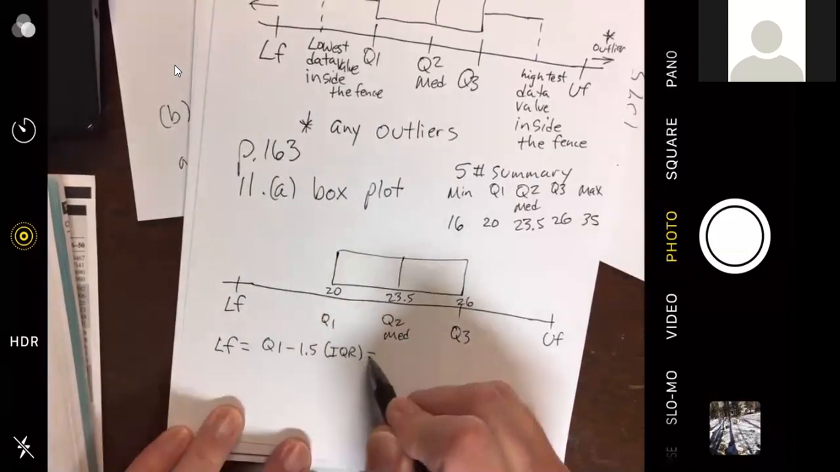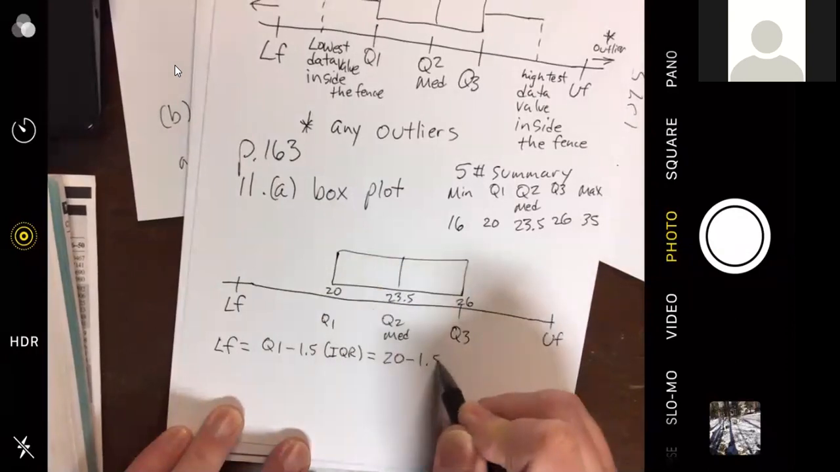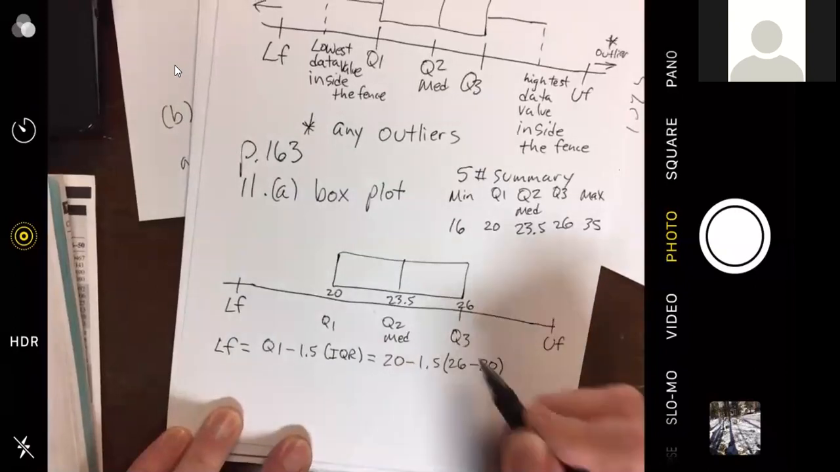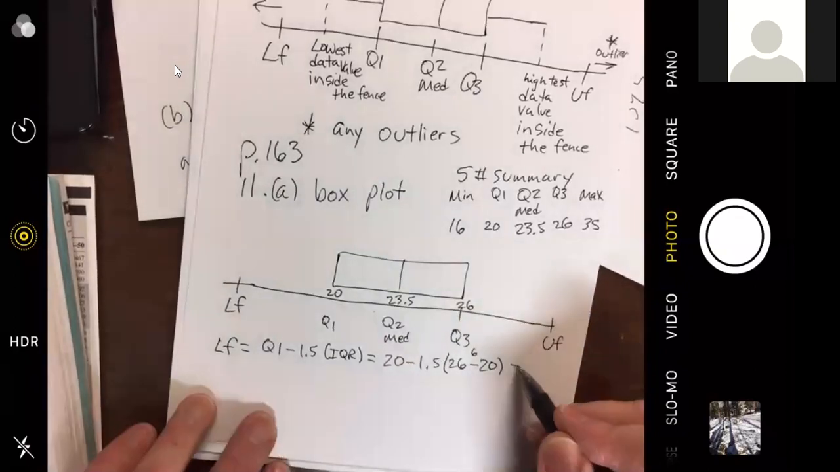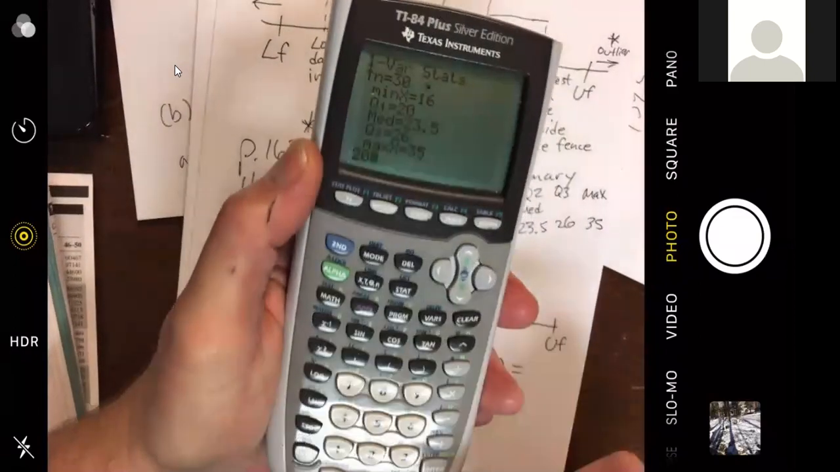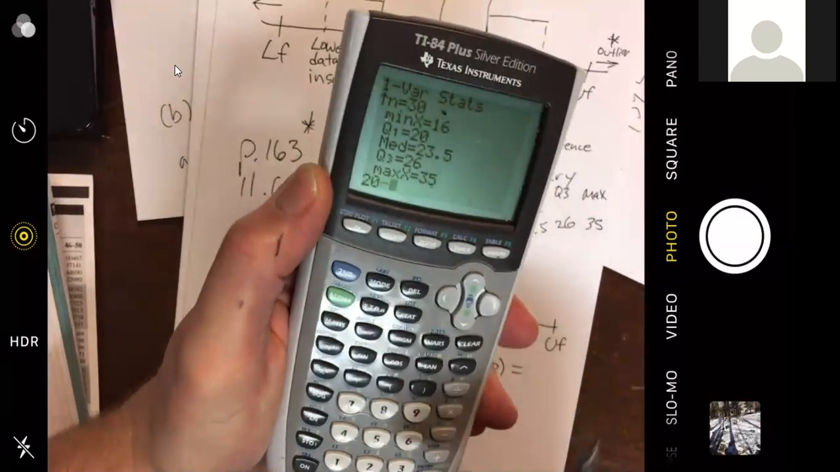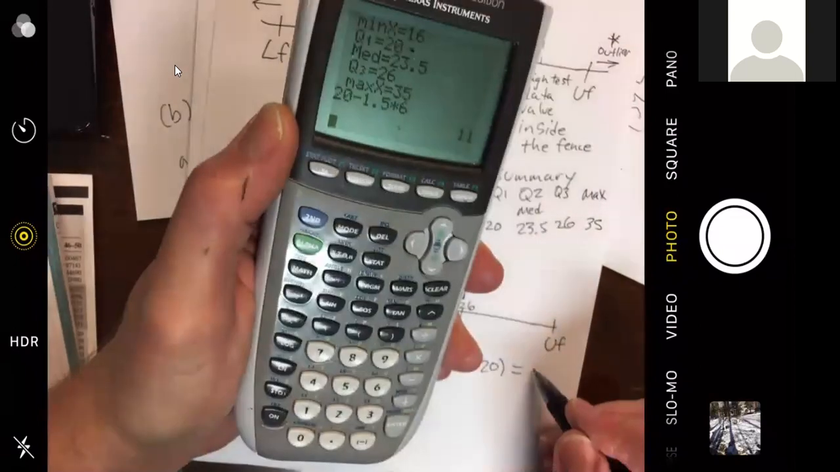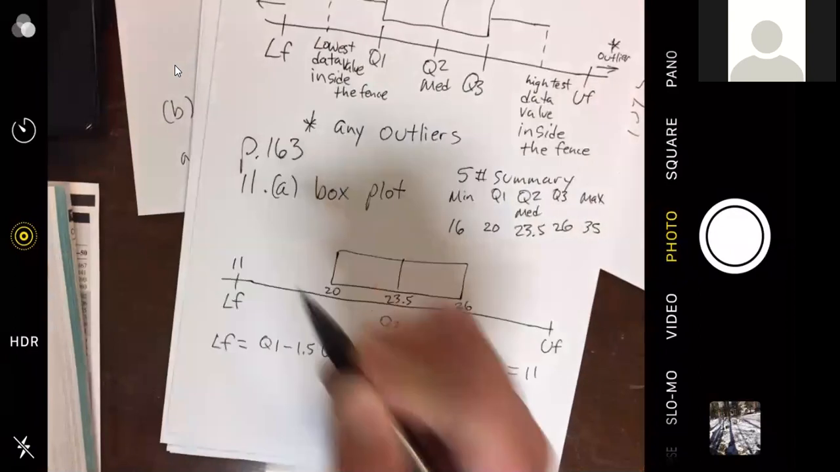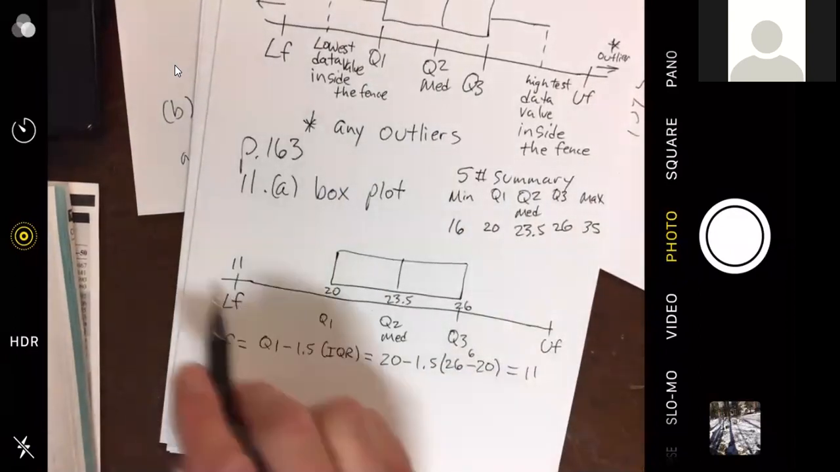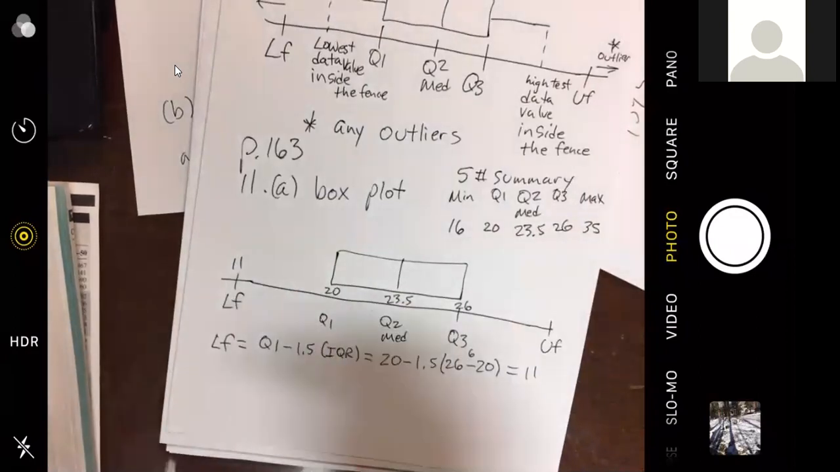So that's 20, subtract 1.5. IQR is 26 subtract 20. You can do that in your head. That's 6. So the lower fence is going to be 20 minus 1.5 times 6. That's 11. Lower fence is 11. An 11-year-old's given birth, so probably won't have any outliers in this case.